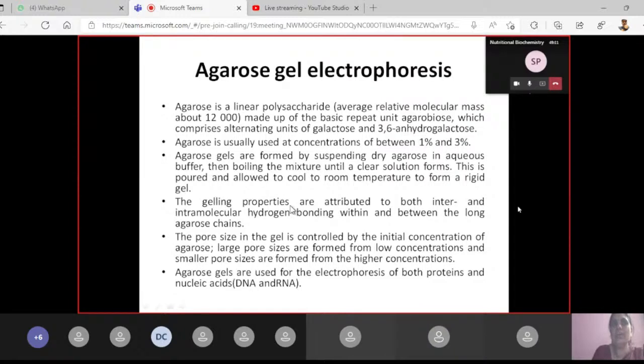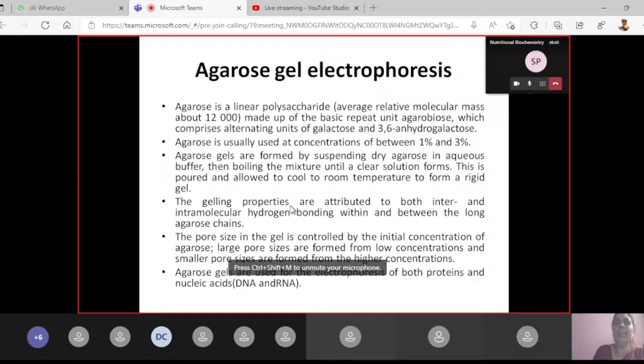And you would have seen cellulose, also glucose units linked together, which is beta glucose, whereas starch is alpha glucose. Like that, agarose is a polysaccharide which is made up of galactose and 3,6-anhydrogalactose. So the repeating unit of agarose is galactose and 3,6-anhydrogalactose. So this polysaccharide has the ability to form a gel.